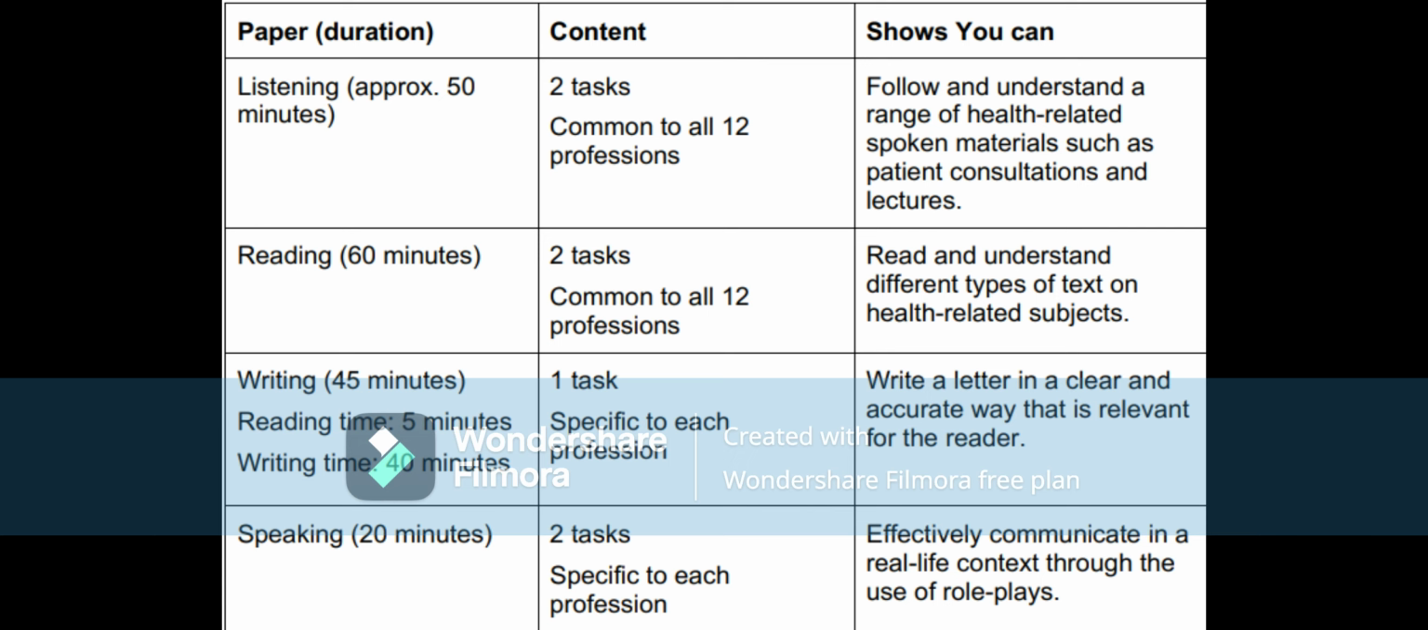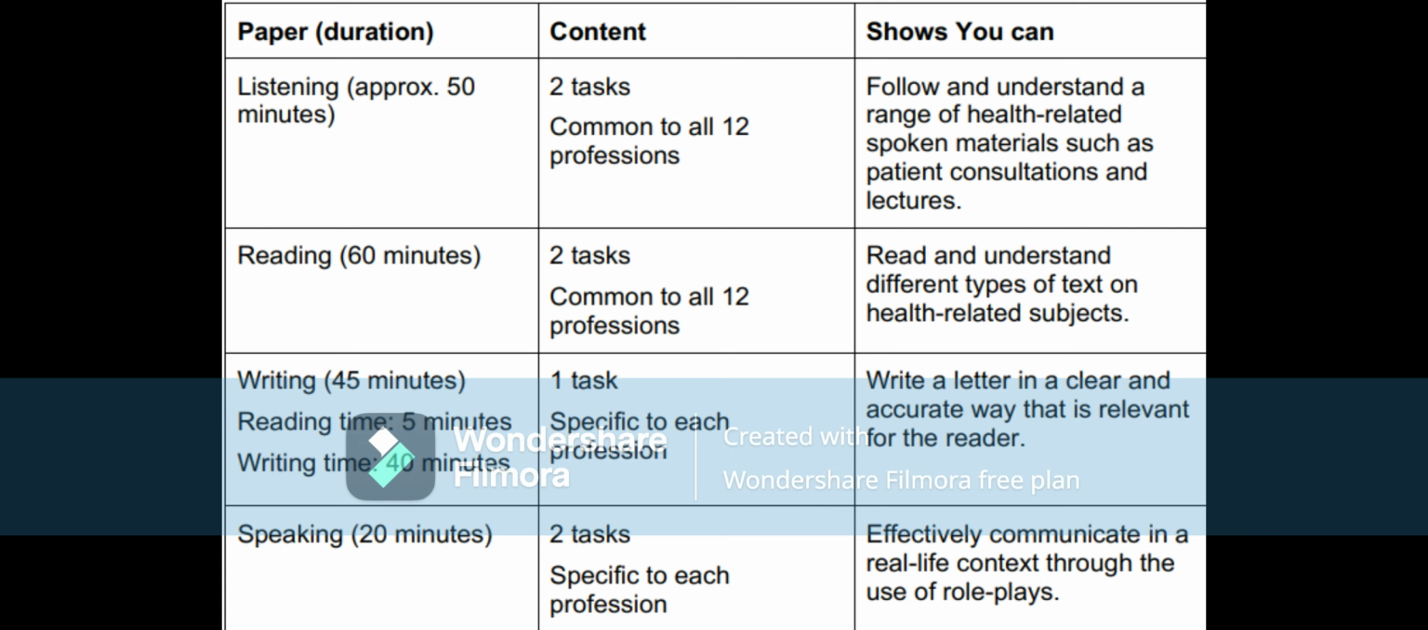In writing, you write a letter in a clear and accurate way that is relevant for the reader. They need us to be very concise. They don't want a very big story. They want us to be concise and write the letter.